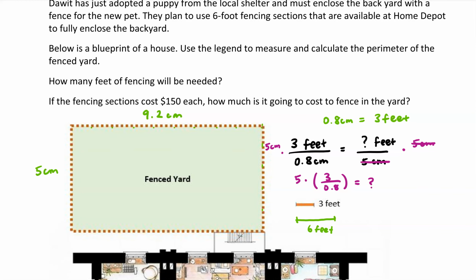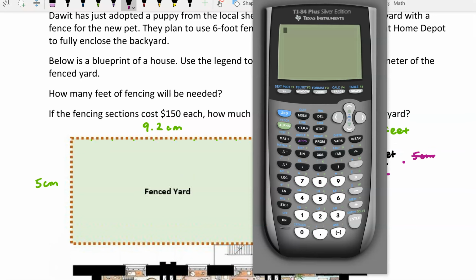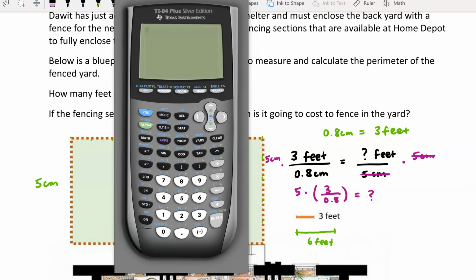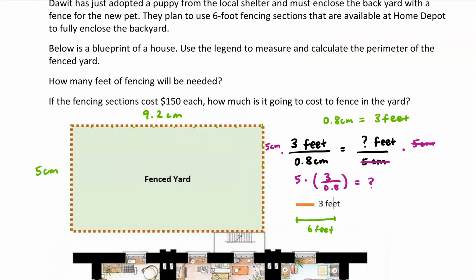So let me pull up my calculator. All right, so here's my calculator, and I would like to find 5 times 3 divided by 0.8. I'm going to press enter, and we get 18.75. So that means that 5 centimeters is equivalent to 18.75 feet. Okay, so I'm going to go ahead and erase this now.